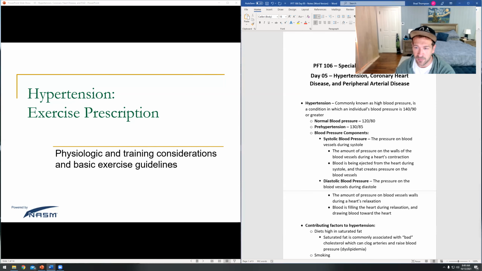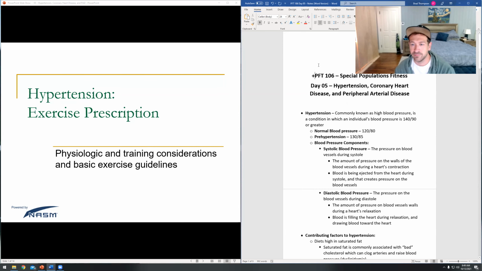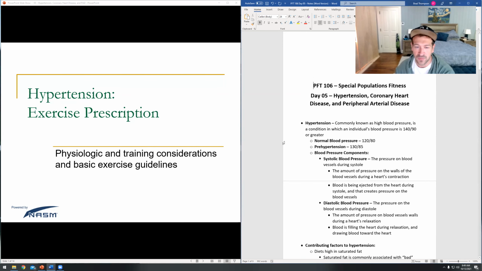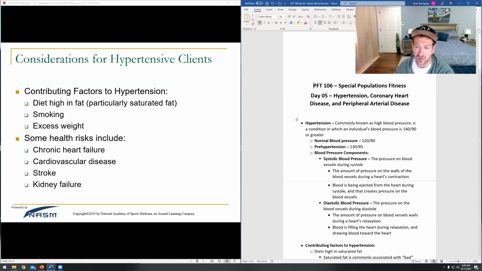So first, looking at hypertension as a definition, right? Hypertension, more commonly known as high blood pressure, is a condition in which an individual's blood pressure is at least 140/90. You'll see some other terms out there. Ideally, our normal blood pressure will be somewhere around 120/80. Pre-hypertension is going to be somewhere around 130/85. But then actual high blood pressure, very dangerous, is chronically 140/90.